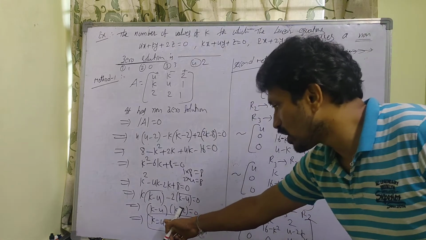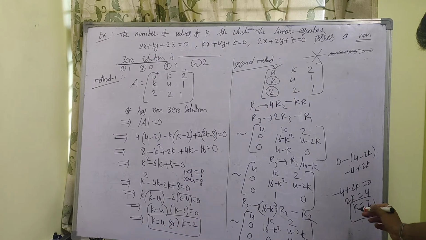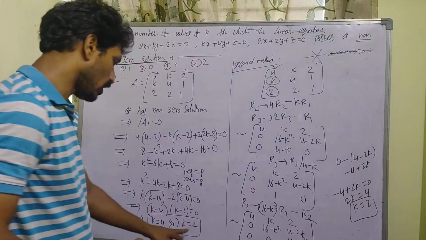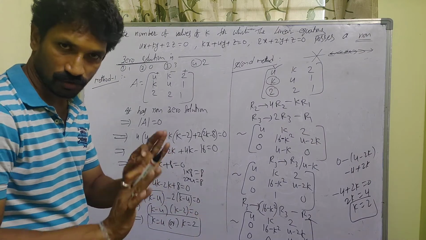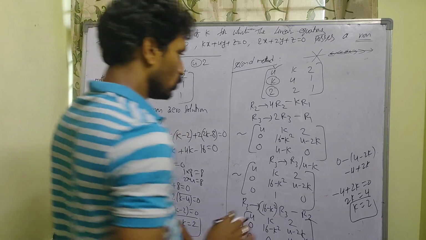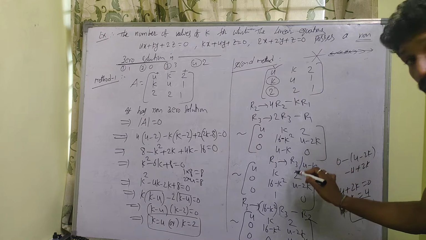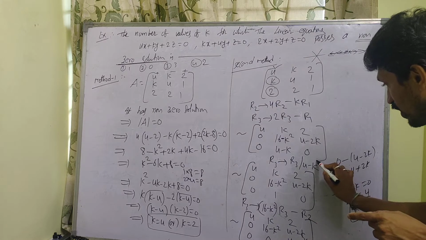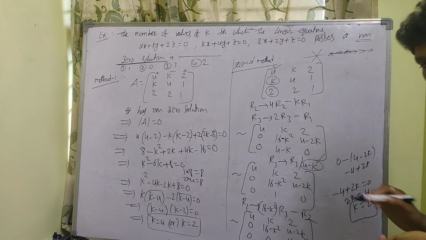See, but here we got two cases. Here we got only k is equal to 2, but here two values we got. One is 4, another one is 2. See where you made a mistake. You didn't make any mistake, but we have to observe every value. So what we have done here, R3 implies R3 by 4 minus k. Here you are dividing with one variable. 4 minus k is the variable, and we need the value of this one.